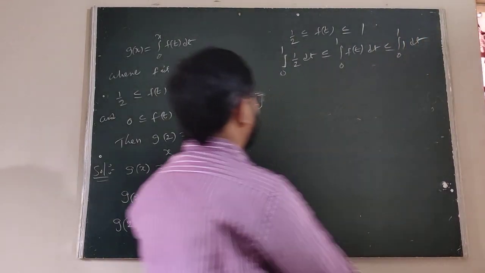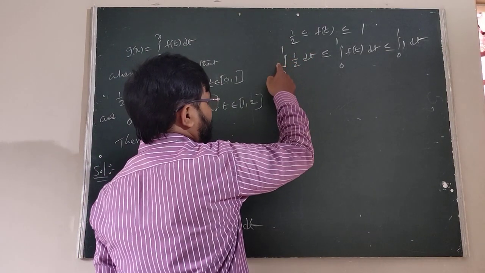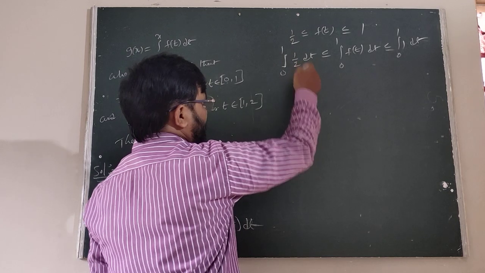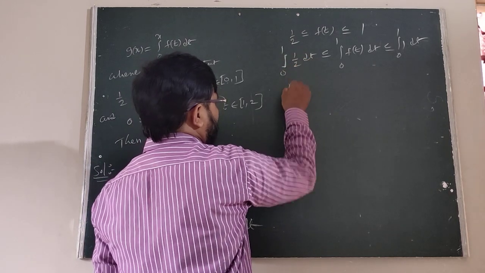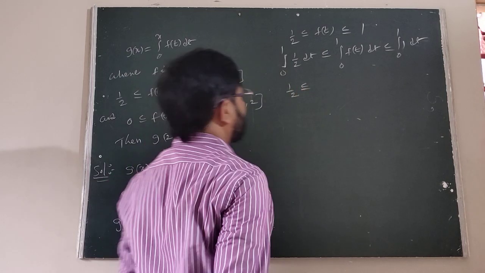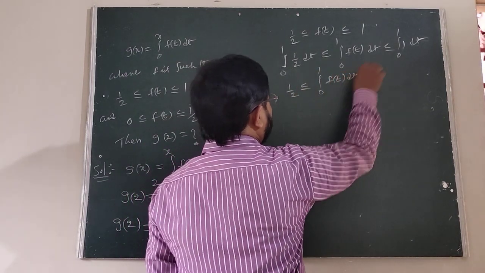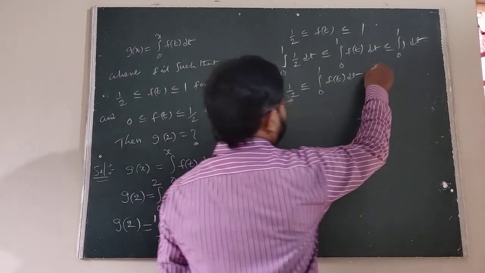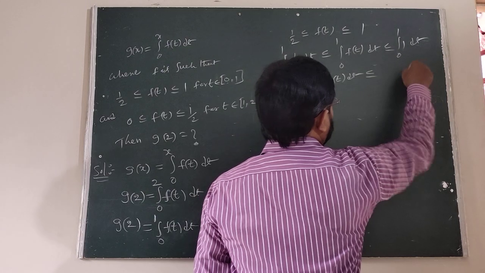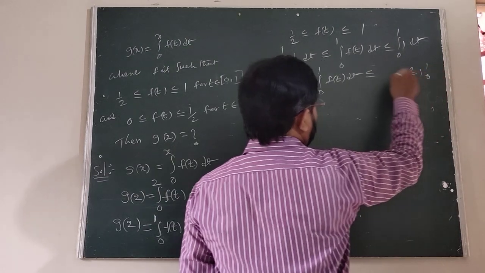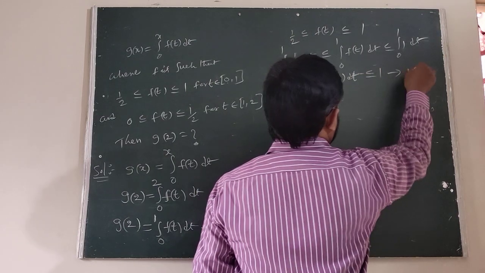Now, 1 by 2 you can write outside the integral. The integral of 1 dt is t, that is 1 minus 0. So we can write 1 by 2 less than or equal to the integral from 0 to 1 of f of t dt, which is less than or equal to the integral of 1 dt, that is t from 0 to 1, 1 minus 0, which is 1.